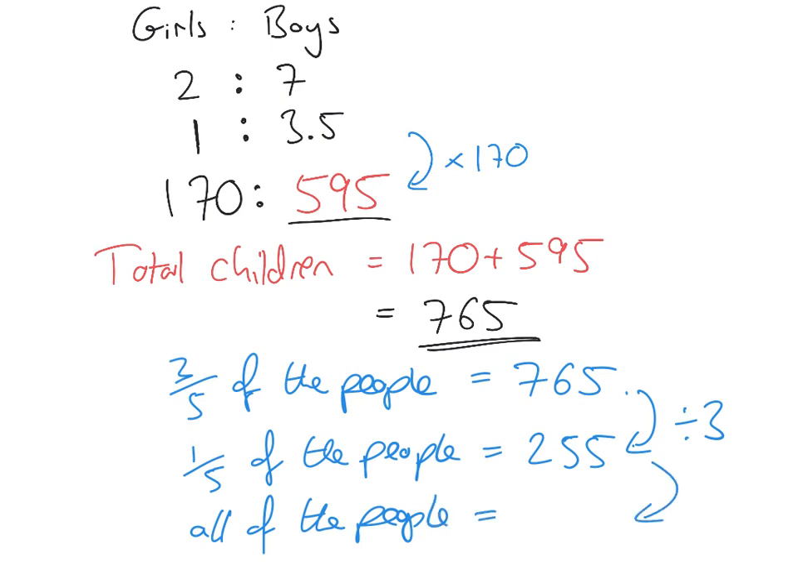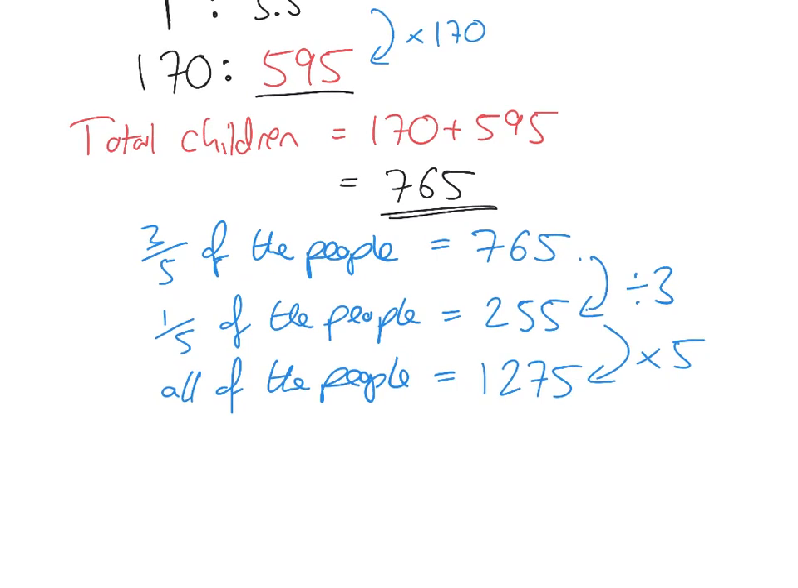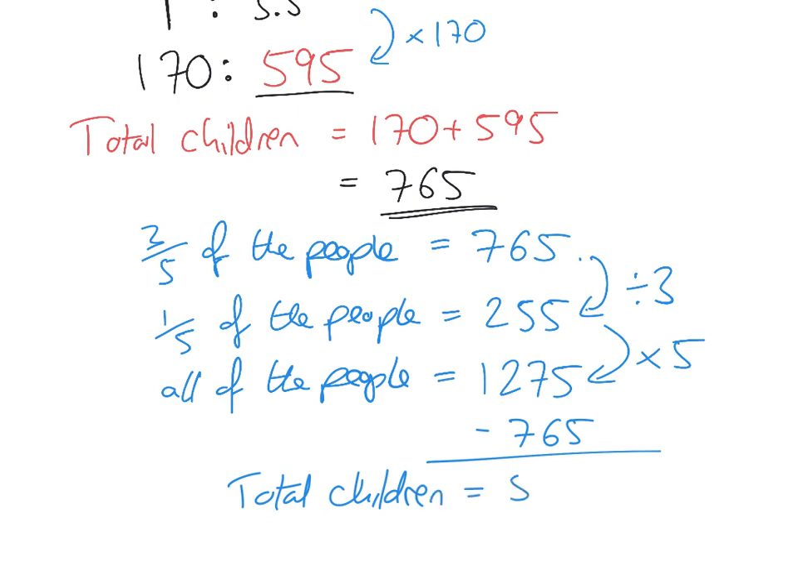So the number of people in total is going to be 1,275. But the question asks us for the total number of adults. So we subtract the total number of children that we found earlier. And this gives us 510. Now, no matter which way you found 510, it is the correct answer and it gives you full marks. So if you got 510, I want to repeat that, you get full marks.